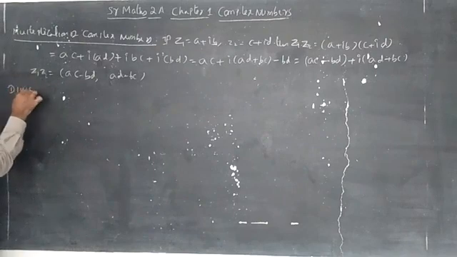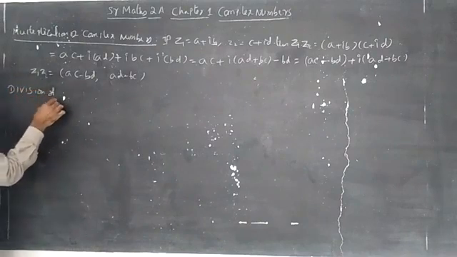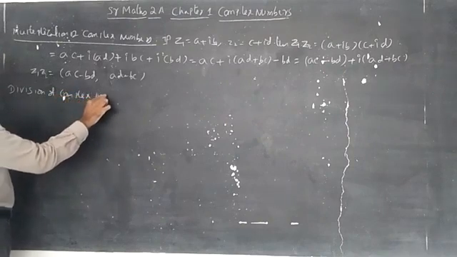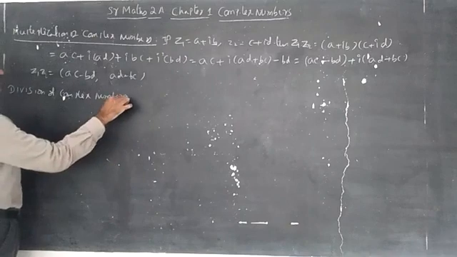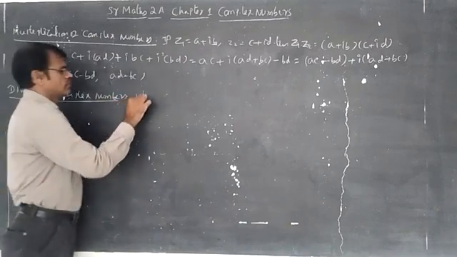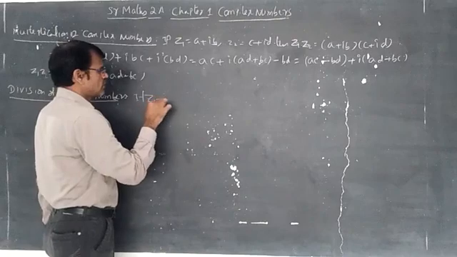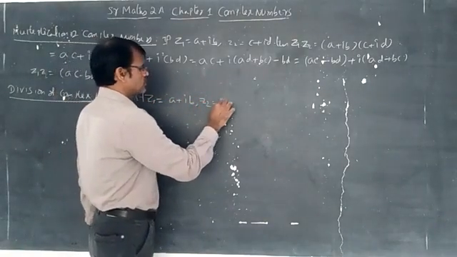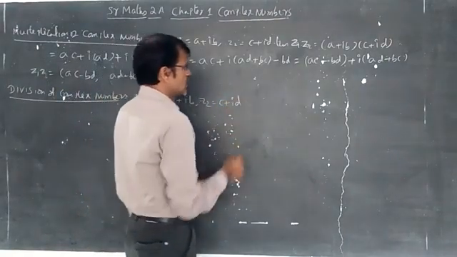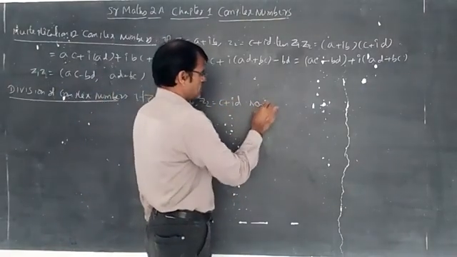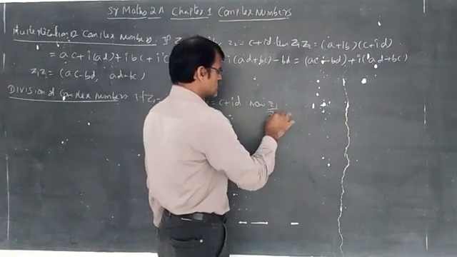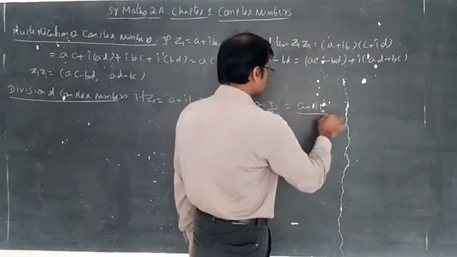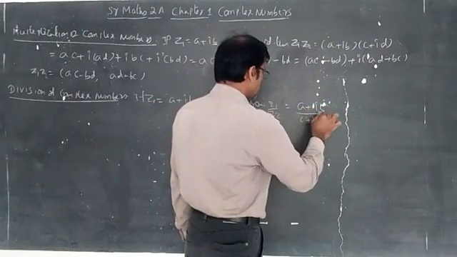Now, division of complex numbers. If Z1 is equal to A plus iB is a complex number and Z2 is equal to C plus iD is another complex number, now we are going to discuss Z1 by Z2. So Z1 by Z2 you can write as (A plus iB) by (C plus iD).